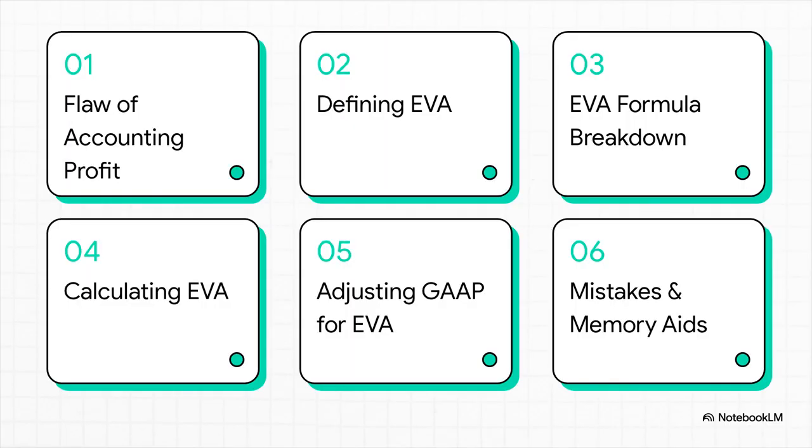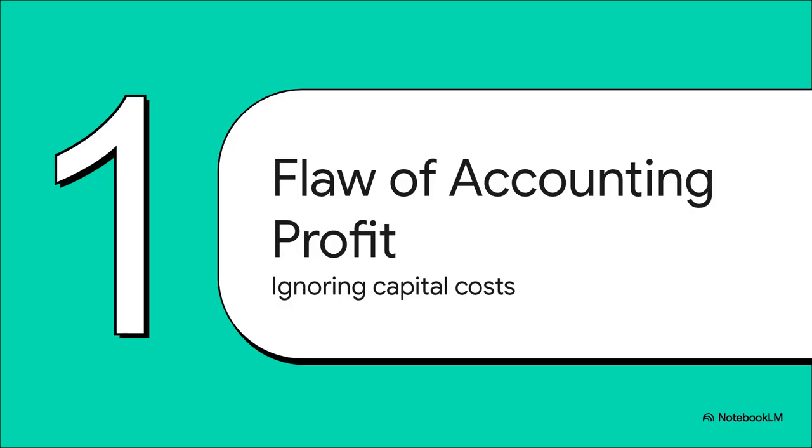Here is our roadmap for today. We'll hit the flaw of accounting profit, define economic value added, break down the actual formula, walk through a step-by-step calculation, talk about adjusting GAAP, and finish up with some mistakes and memory aids. Part 1. The flaw of accounting profit.